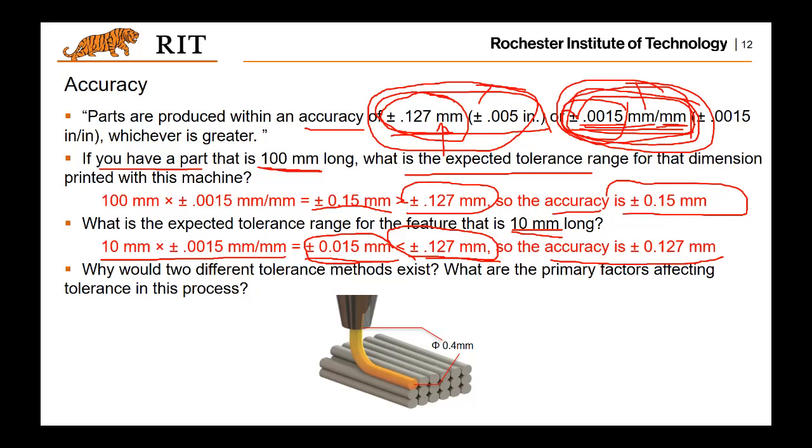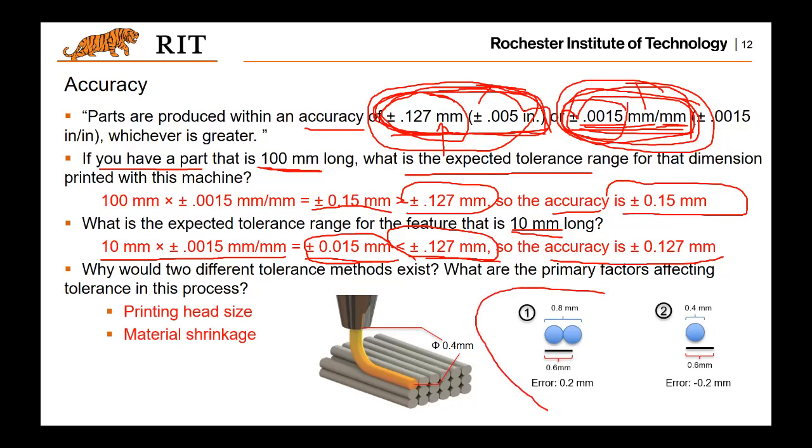Yeah, thank you. And this one, as I mentioned, this absolute number is actually from the size, the dimension of the nozzle. So that also introduced the error as well. Why? If we look at this figure, that's the cross section of the trace printed. Okay, so this is the printed trace on the plane, right?